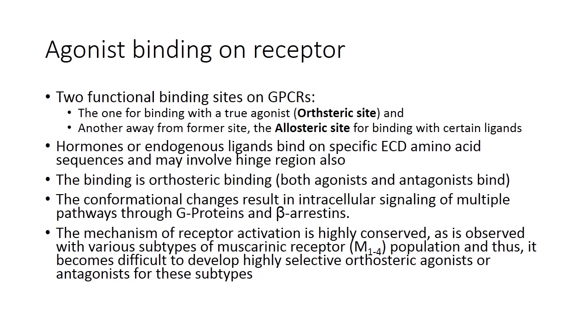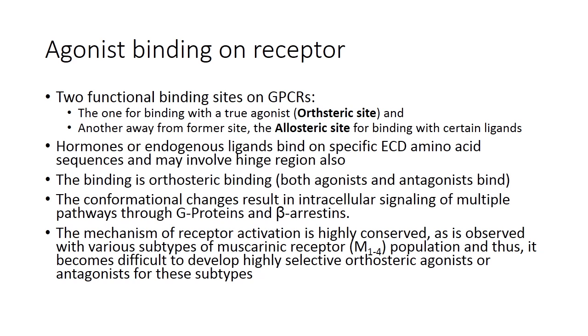Hormones and endogenous ligands bind on specific extracellular domain amino acid sequences, and it may also involve hinge regions. So binding of an orthosteric agonist will be on a specific part of the receptor, and here both agonist and antagonist bind depending on their intrinsic activity. The conformational changes will result in intracellular signaling through multiple pathways. The mechanism of receptor activation is highly conserved.